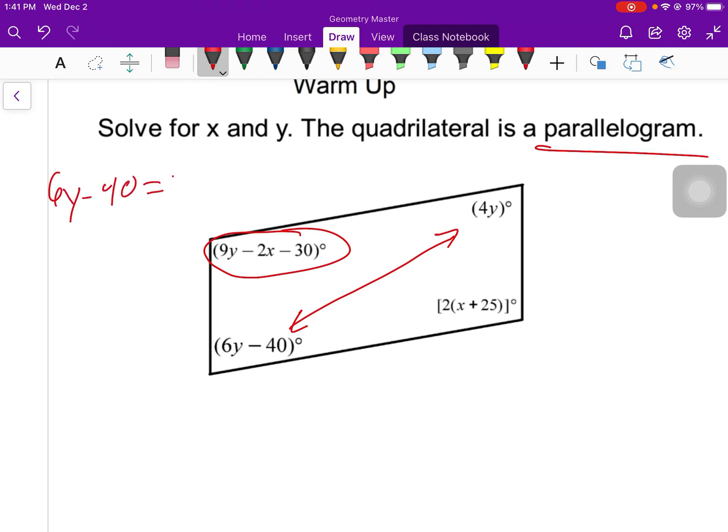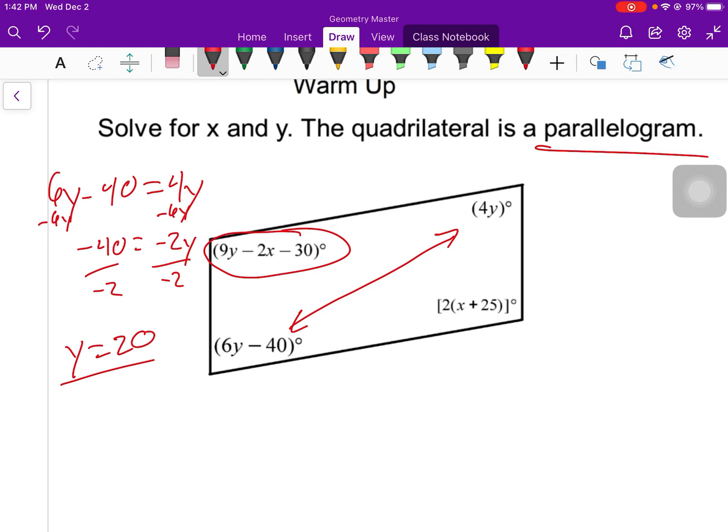So 6y minus 40 is equal to 4y. Okay, so that means that negative 40 is equal to negative 2y if I subtract 6y from both sides. Divide both sides by negative 2. You'll get that y is equal to positive 20. Now you have to use this in order to figure out what x is. You can plug it into any one that you want to. I'm going to plug it in there because that makes my life way easier.